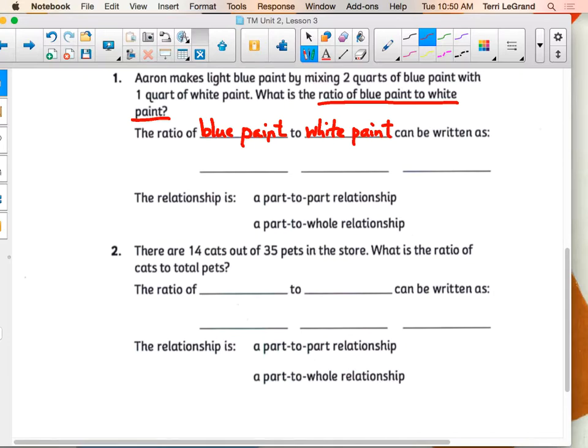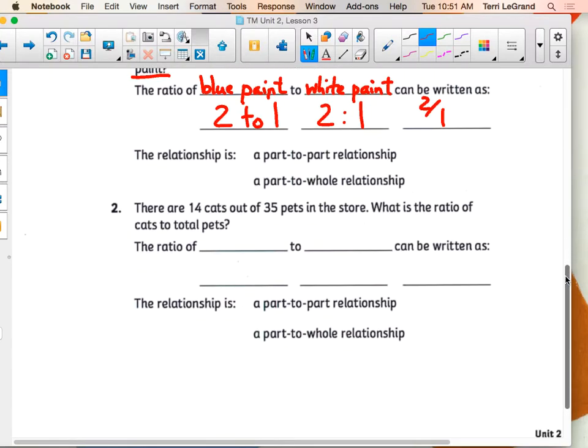Now we're supposed to write the ratio in the 3 different ways. So how many quarts of blue do we have? 2. Teal, how many quarts of white? 1. So for every 2 quarts of blue paint, he needs 1 quart of white paint. We can also write it 2:1. What's our last way? A fraction, at least it looks like a fraction, 2/1. Okay? What kind of relationship do we have here? Part to part or part to whole?